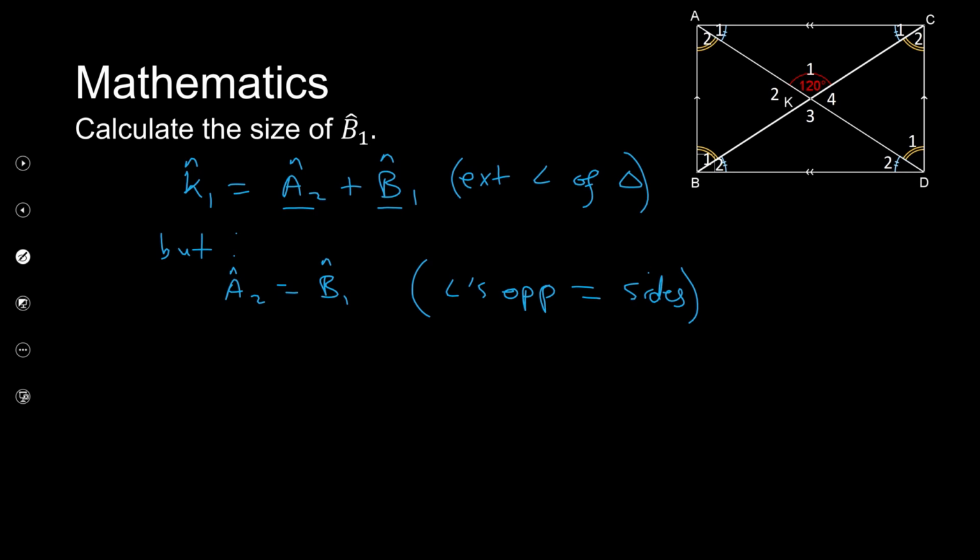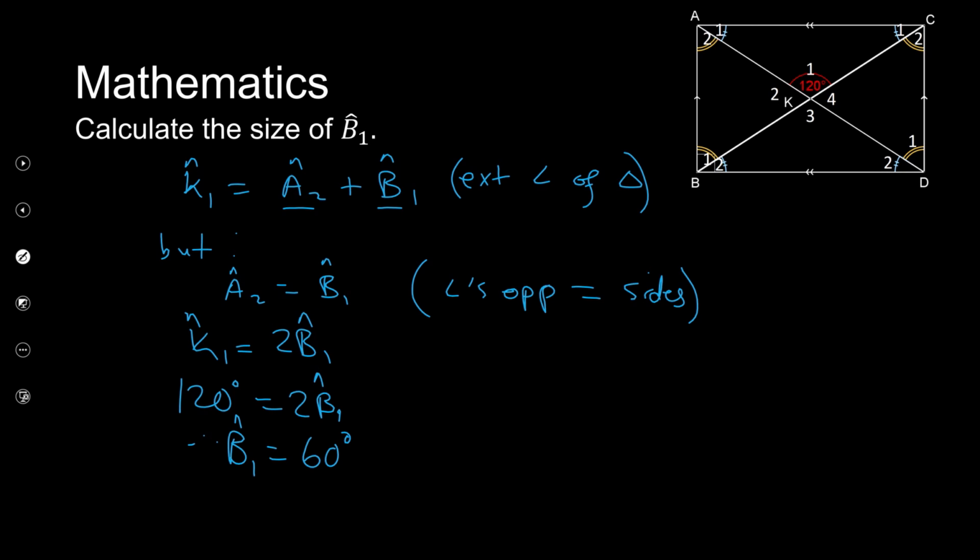And then what do I know? I will therefore say K1 is equal to 2B1. Why 2B1? Because I'm only interested in finding B1. But K1, we know, was 120 degrees, which is equal to 2B1. So as a result, my B1 will be equal to 60 degrees. And that's how I can solve this.